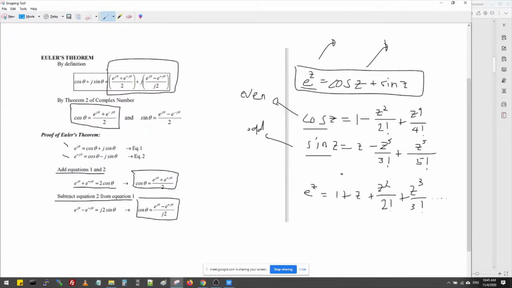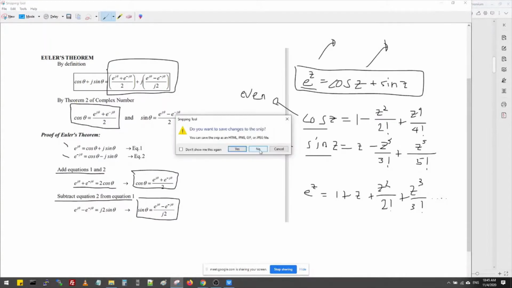Any questions, guys? Just review your trigonometry. Is Euler's theorem clear? Yes, sir. Okay, it is the same process.